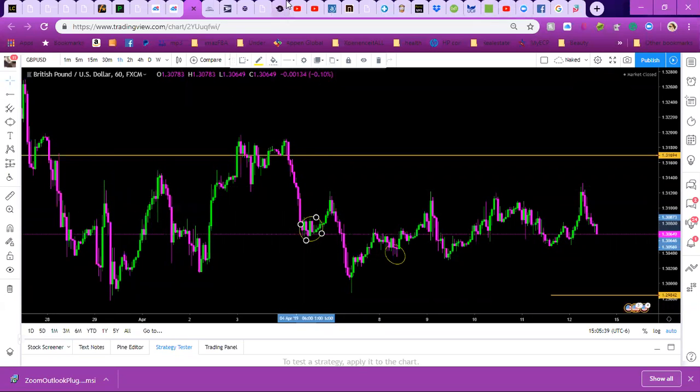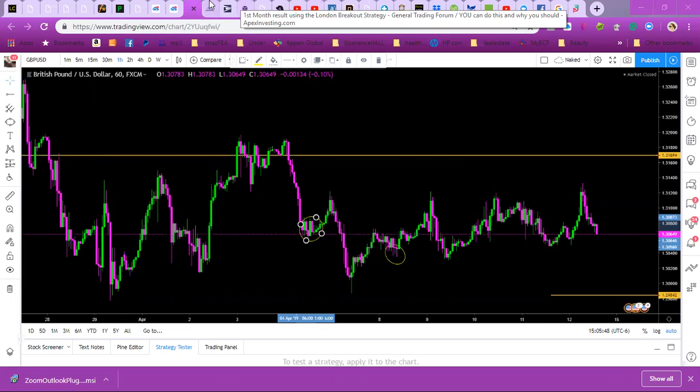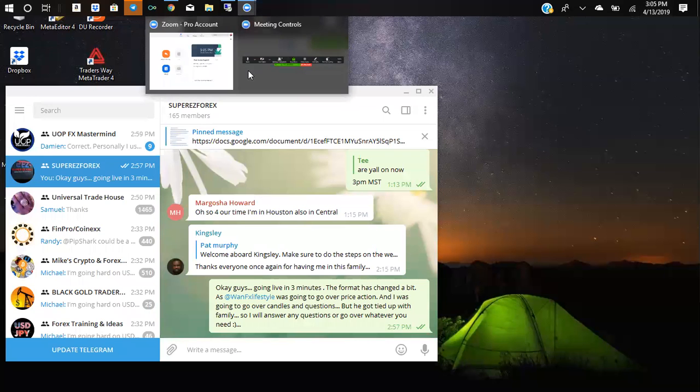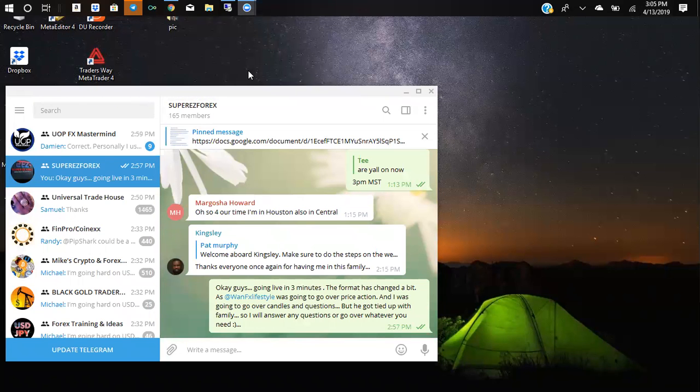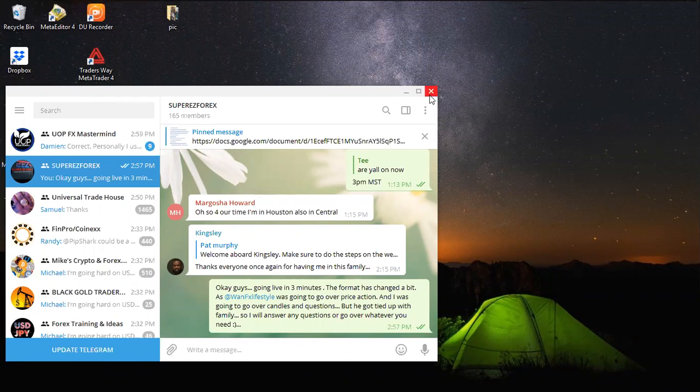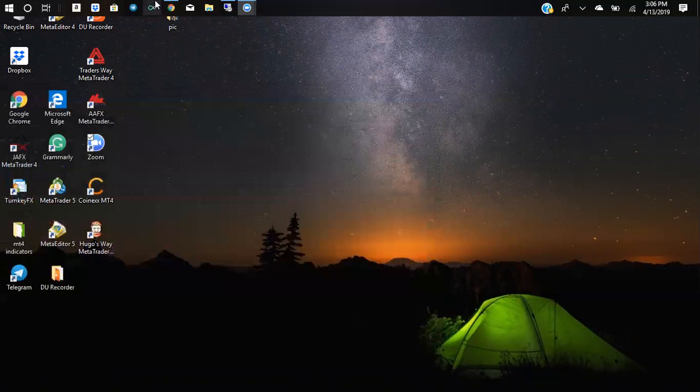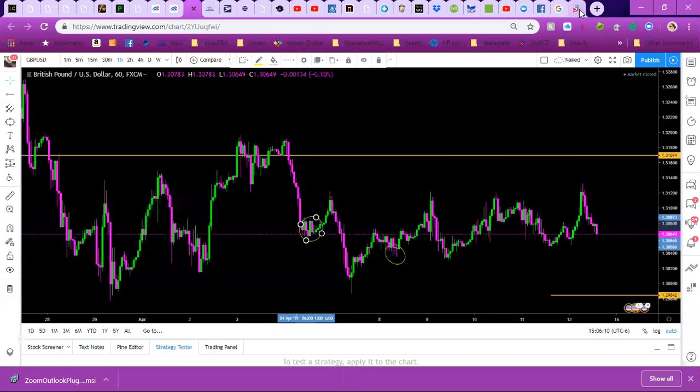So let me see if I can even get there. So speaking of, how do you know the difference between a shooting star and a hammer? The wicks are going towards the opposite direction. So if it's a hammer and we're looking at it, moving to a bull or to a buy, the wicks are going to be long towards the downside, correct? Correct.